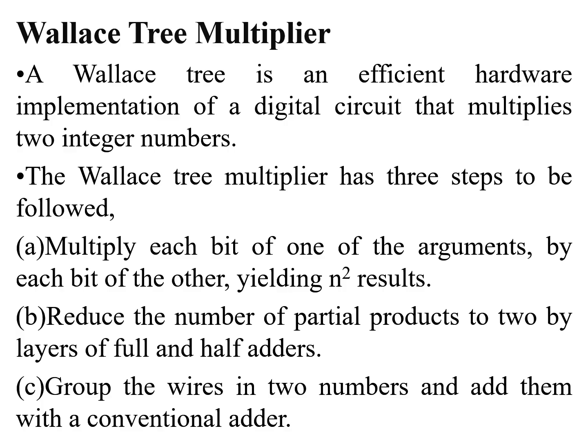Wallace tree multiplier. A Wallace tree is an efficient hardware implementation of a digital circuit that multiplies two integer numbers. The Wallace tree multiplier has three steps to be followed. Multiply each bit of one of the arguments by each bit of the other, thereby yielding n square results. Reduce the number of partial products to 2 by layers of both full adders and half adders. Group the wires into two numbers and add them with a conventional adder.